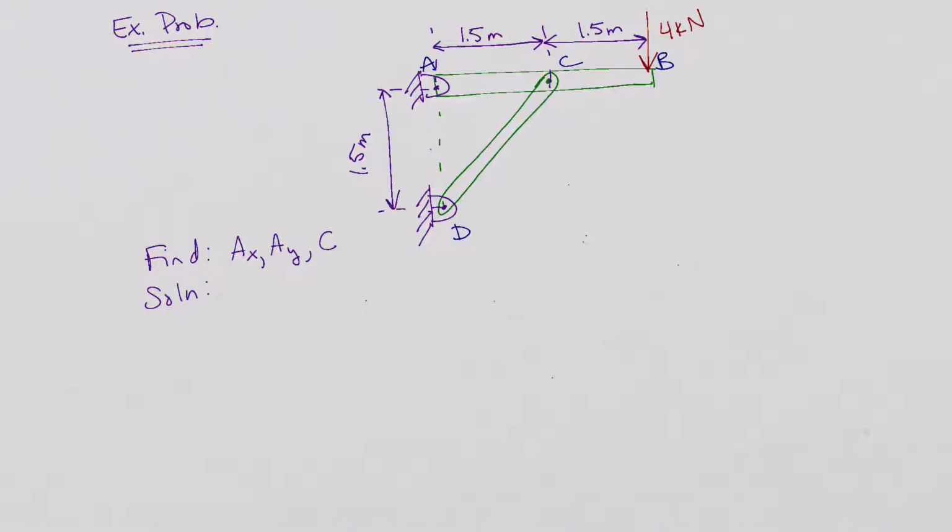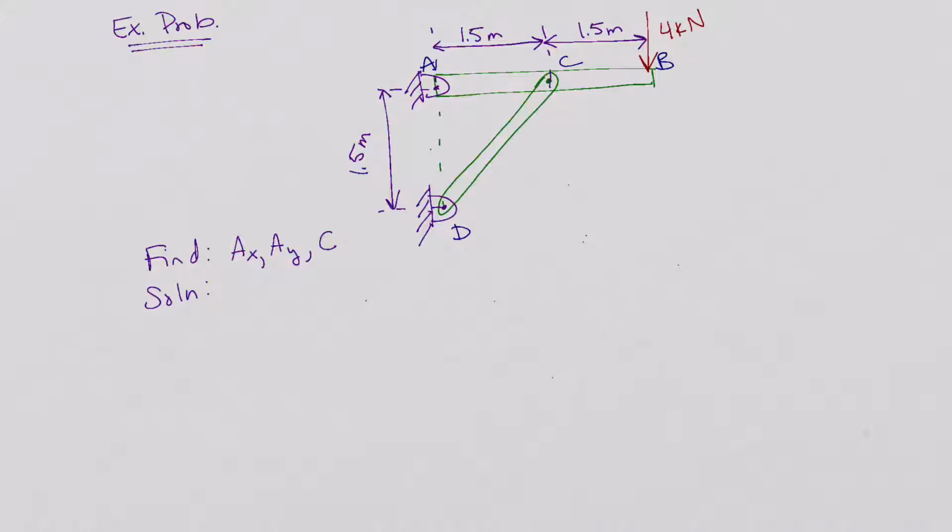Alright, so this is an example problem. It's actually not out of the book, but basically you have this beam and then you have this connector from C to D. They're connected to the wall. I drew out the drawing here. They want us to find the reaction forces at A and then the magnitude of the force on the beam at C.